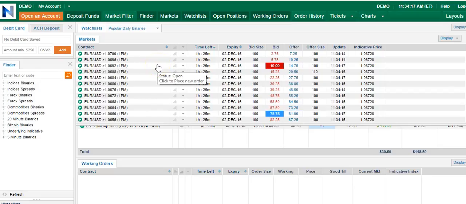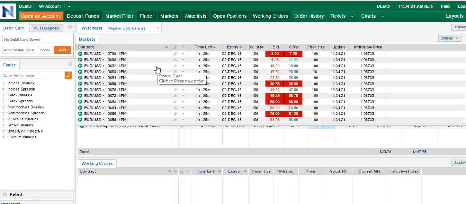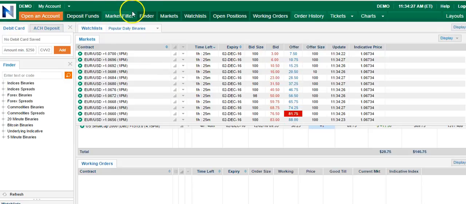Hello, this is Steve, and I want to go over how to buy a Nadex contract here. So I'm in a demo account at Nadex. Looks the same as a regular account. The regular accounts are blue, demo accounts are green.